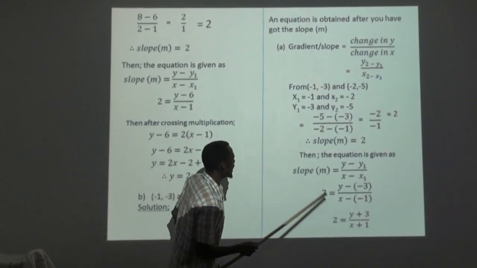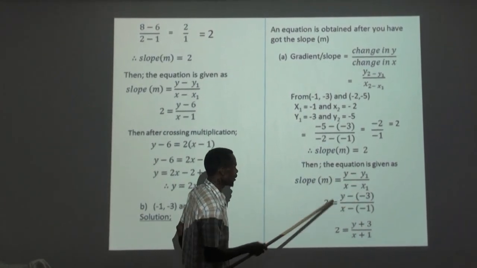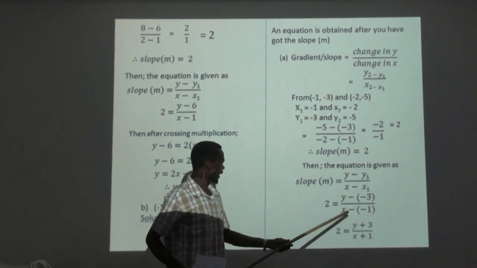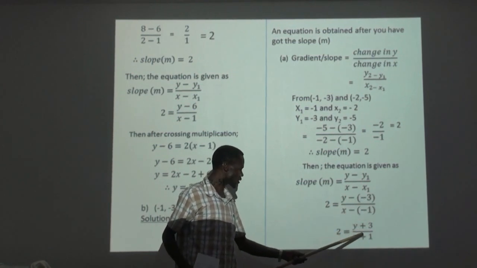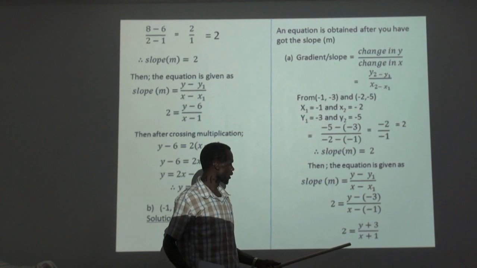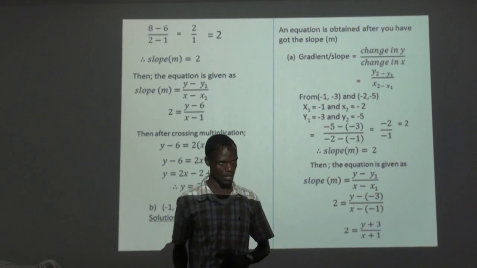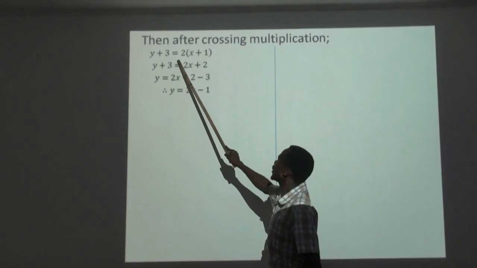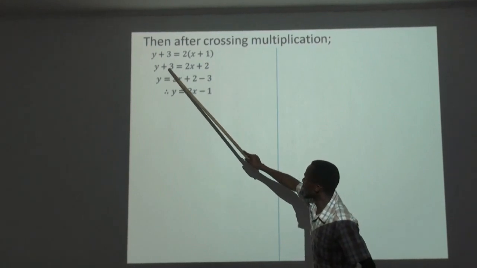Now from here we substitute: slope is equal to 2, y minus y1. y1 is negative 3, x1 is negative 1. Here negative times negative is positive. Now we have 2 is equal to y plus 3 over x plus 1. Now, you close multiply. After closing the multiplication, we have y plus 3 is equal to 2 in bracket x plus 1.